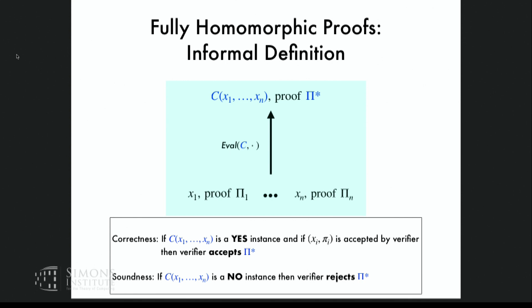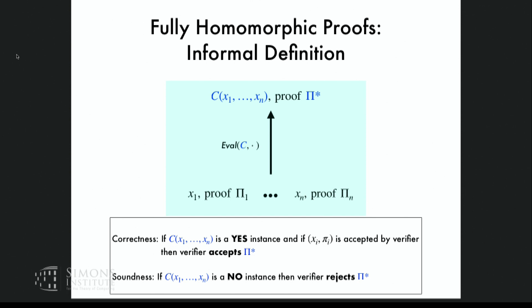And the soundness guarantee says that it doesn't matter what proofs you start with. Maybe these instances are yes instances, right? If you result in a no instance, then the proof should be rejected by the verifier. I'm going to formalize what this means in a second.